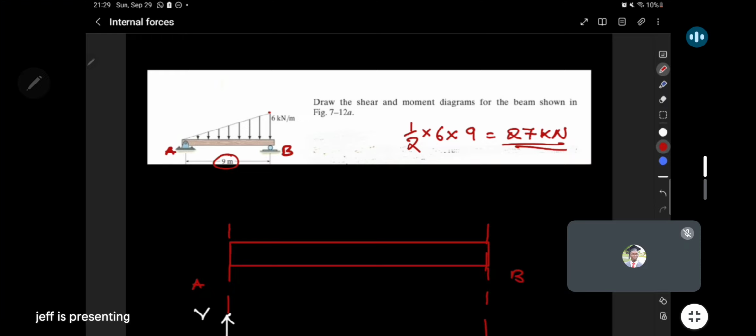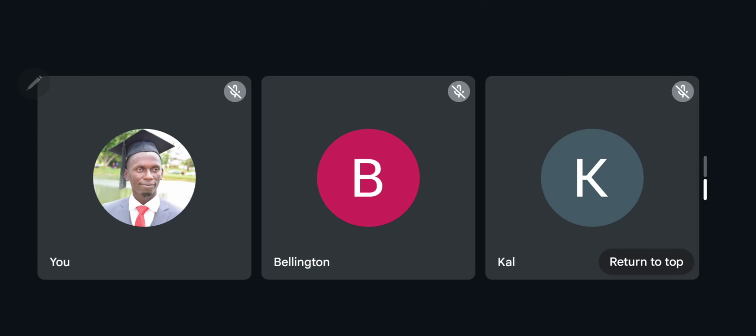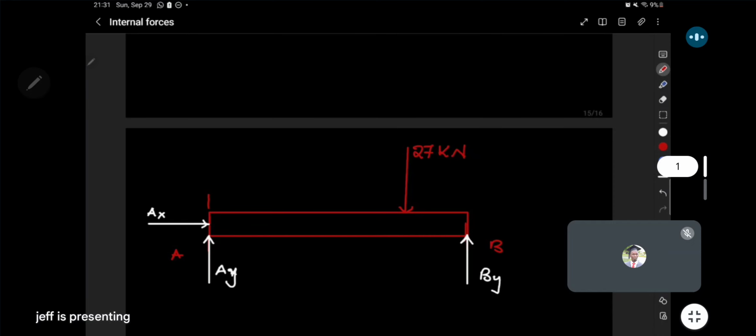U by 9 is 27, right? Yes, it is. So first thing, draw a free body diagram of the structure. Mind what is happening at the ends.